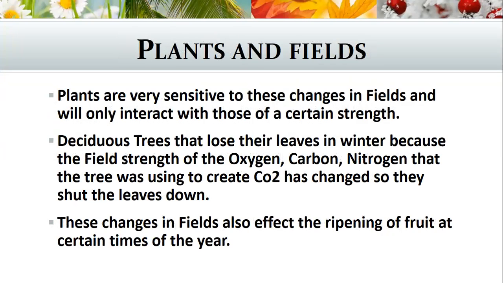The plants are very sensitive to the changes in these fields and will only interact with those of a certain strength. And as we've said last time, the deciduous trees lose their leaves in winter because the field strength of the oxygen, carbons, and nitrogens that the tree was using to create the CO2 has changed. So they then deliberately shut their leaves down. And these fields also affect the ripening of fruit at certain times of the year.